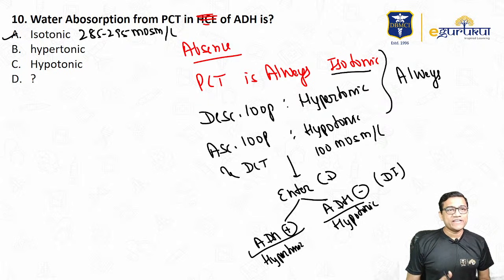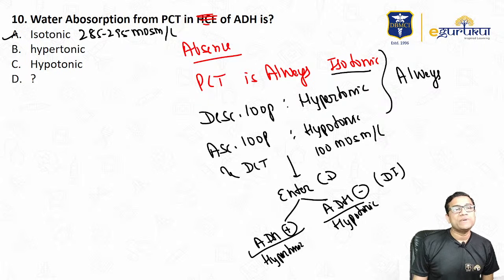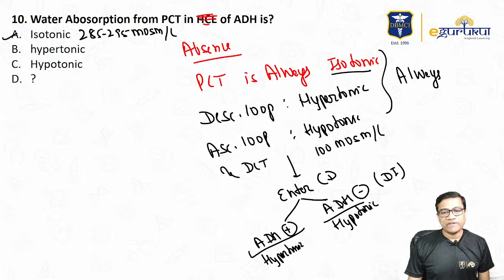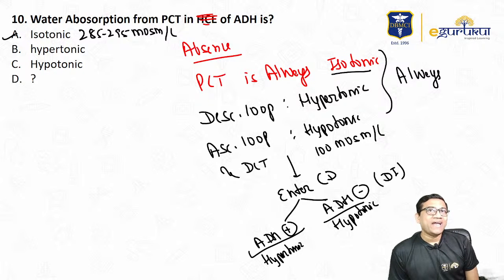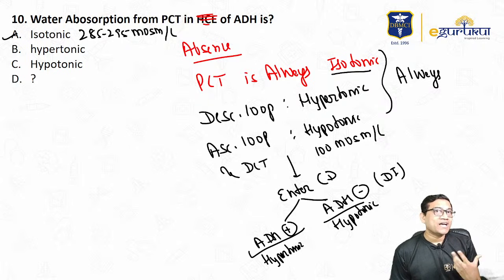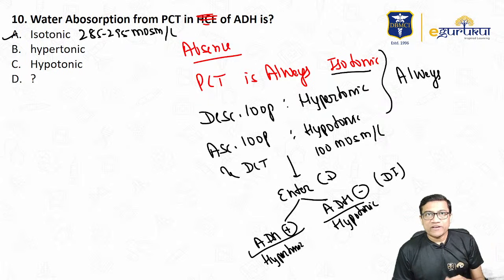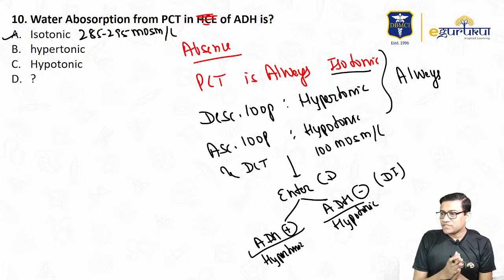So even if ADH is high or low, it will still be isotonic. Okay, remember? Now you will say, but sir, I heard if ADH is absent, the person will have diabetes insipidus, and in diabetes insipidus the plasma osmolarity increases. I agree, but remember, it will still be the same urine which is going out. So even if the plasma osmolarity increases, the urine will still be the same as plasma, so it will remain isotonic. Are you getting my point?